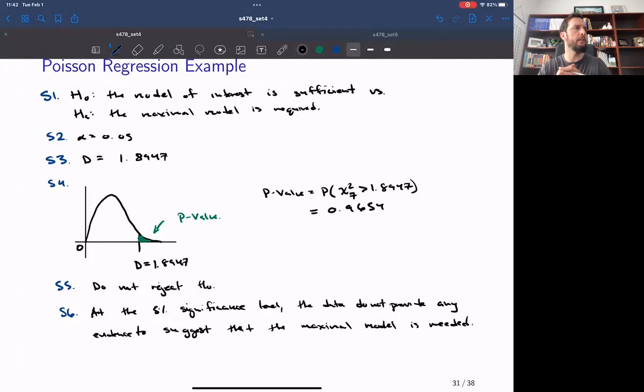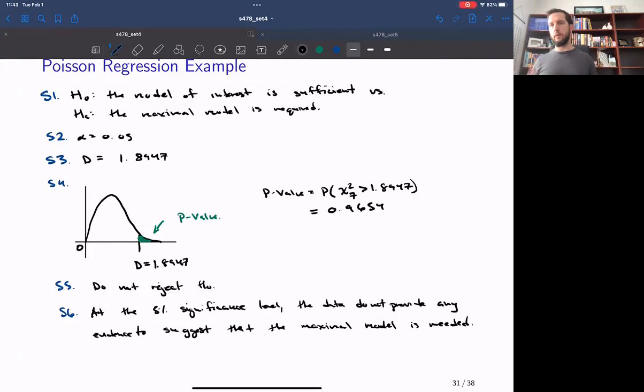So when you do the difference, you're testing, and the alternative is always going to specify the larger model. The difference in the deviances should be, in all cases, the difference between the larger model and the smaller model. So the bigger that difference in deviances, the more evidence there is that you need the bigger model.